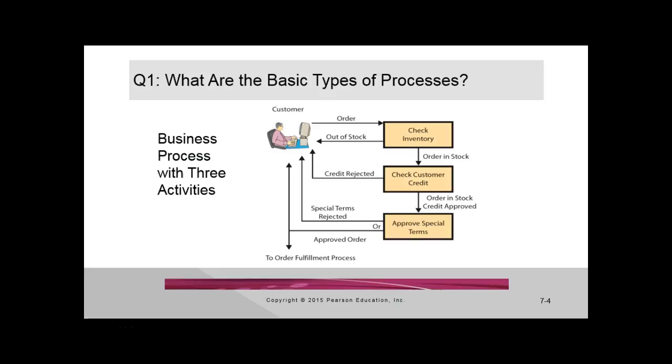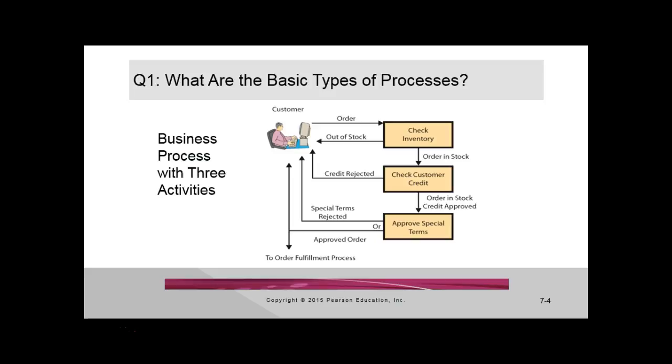The customer places an order. Okay, what are the processes involved? Well, we have to check inventory. If it's not in inventory, we go back to the customer and say, hey, this thing is out of stock. If it is in inventory, then we say, hey, does this customer have the credit to buy this?